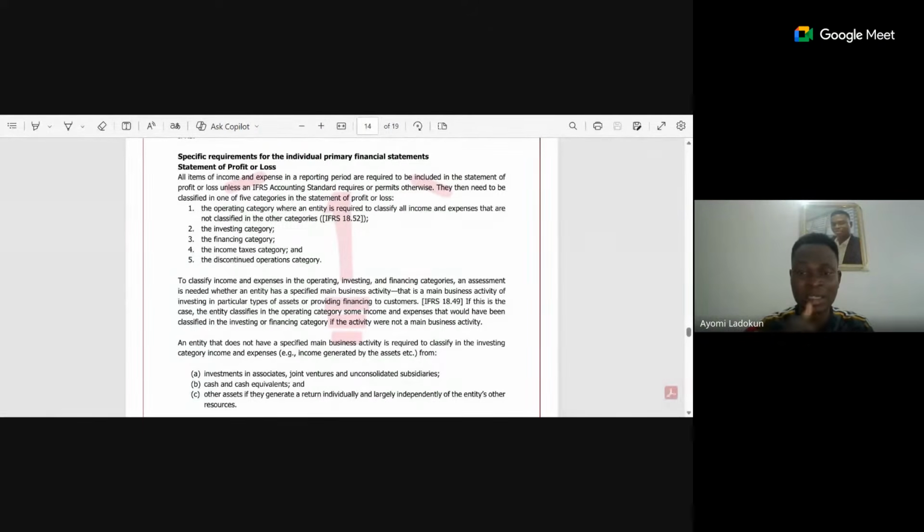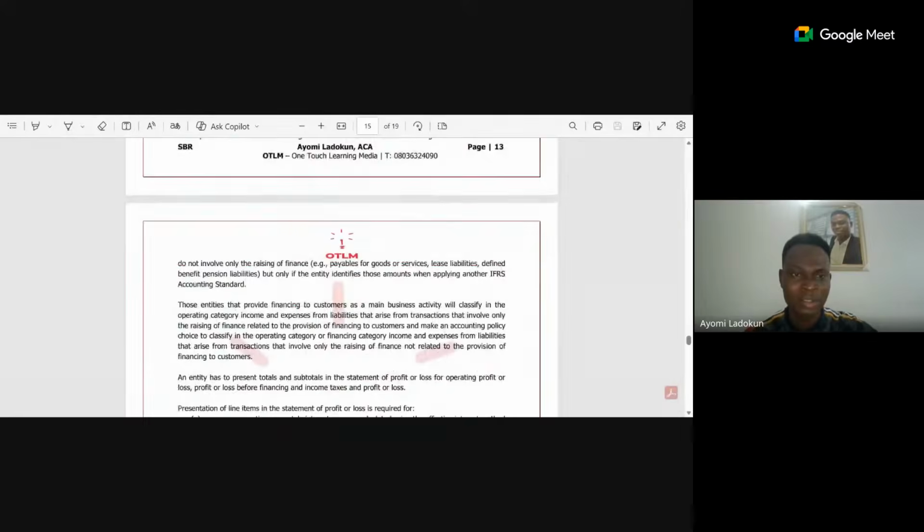So the two you're adding are the income tax and, of course, the discontinued operations category. But obviously, you may not have discontinued operations at all times, right? But you always have the first four. So that's what you have there. Then it also further breaks it down into, if you have investment in associate, cash and cash equivalent, other assets, and all of that.